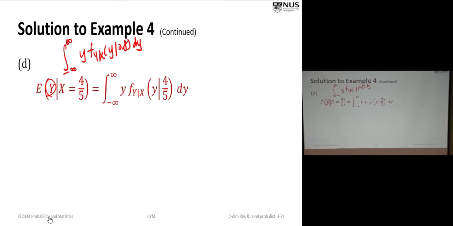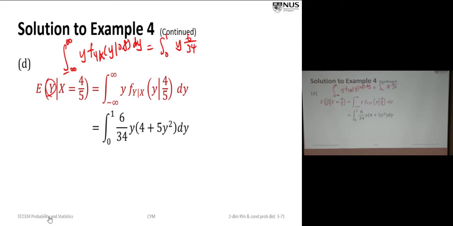And this is equal to the integral from 0 to 1 of y times the expression 6 over 34 times (4 plus 5y squared) dy, because outside 0 and 1, the conditional distribution is 0.